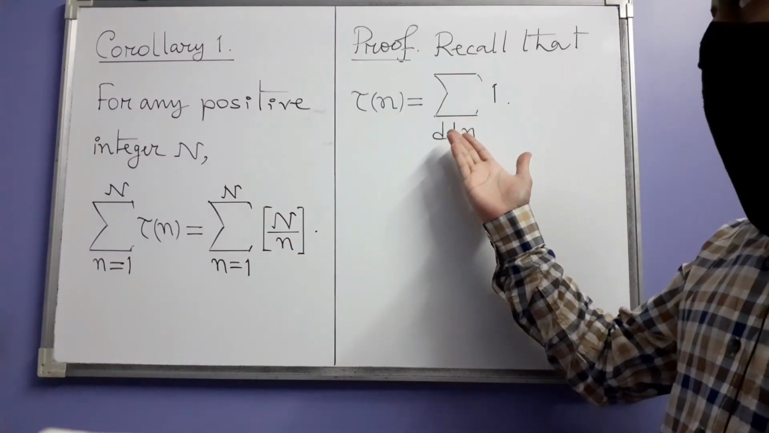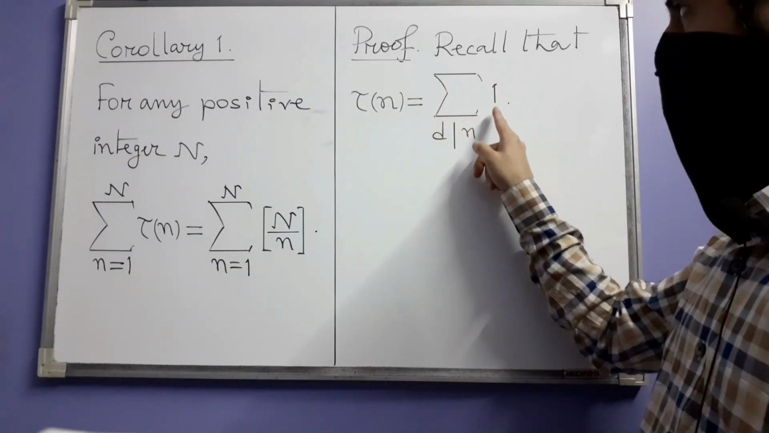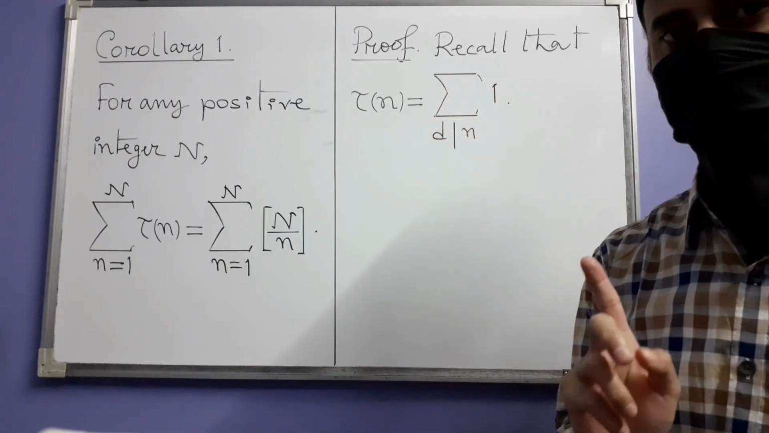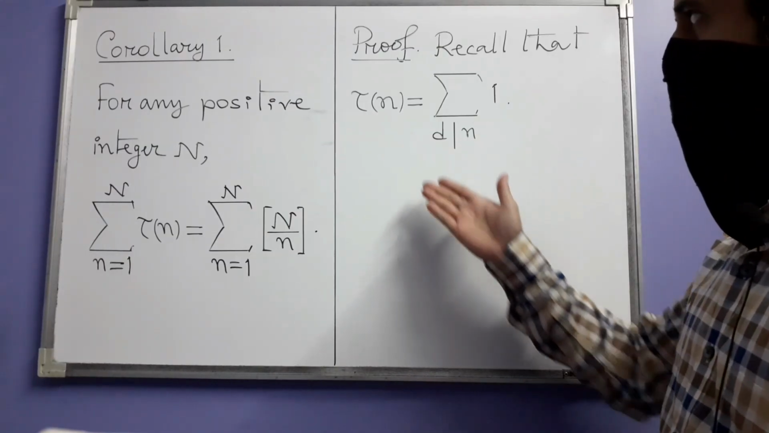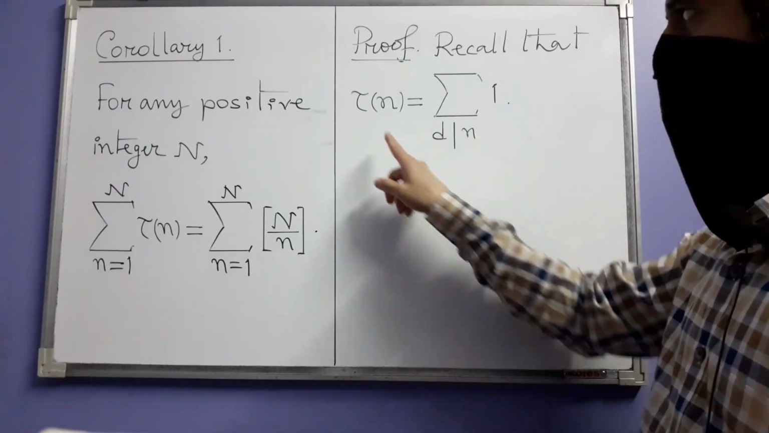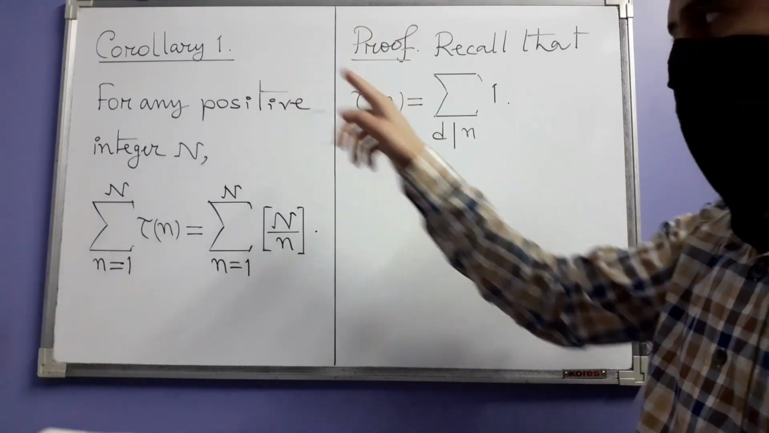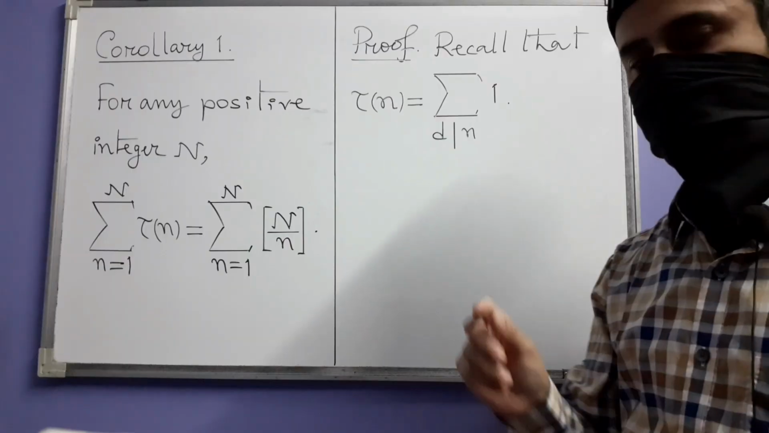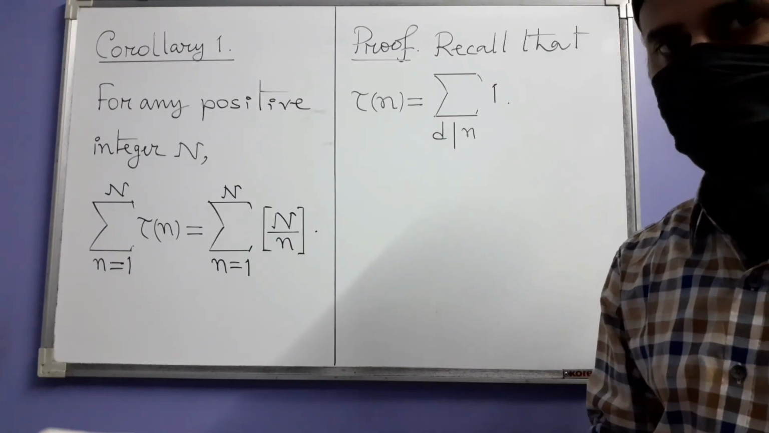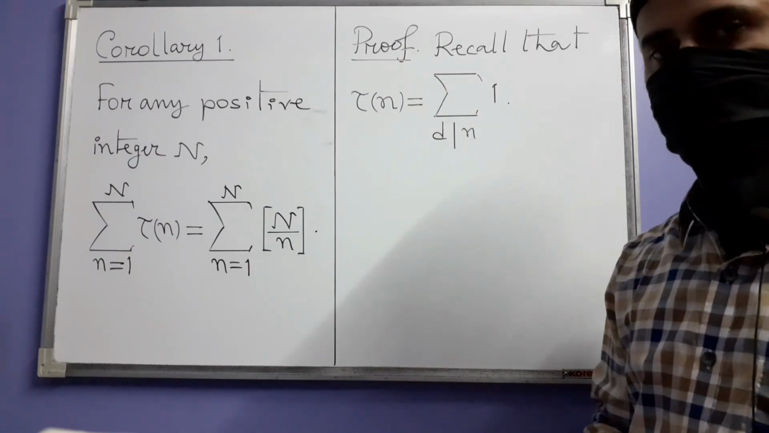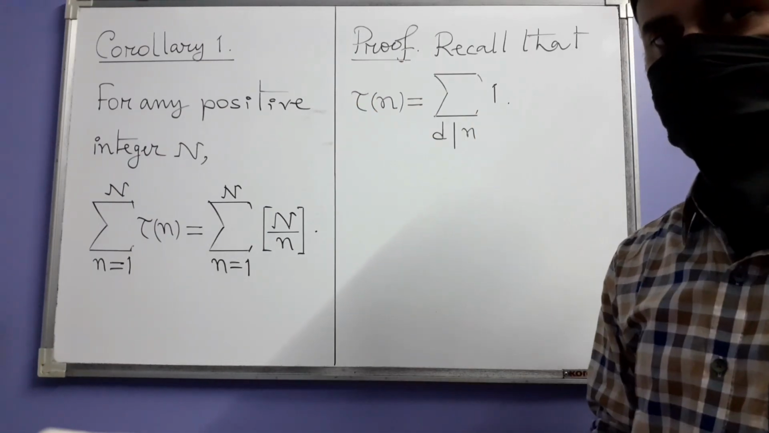And this is the proof. You just recall that tau of n is the sum of that many ones as many positive divisors n has. So from this equation you see that you can think of tau as capital F in that theorem and the constant function 1 as small f, both of which are number-theoretic functions. And then you apply the above theorem, and that just directly gives you this. That's it.